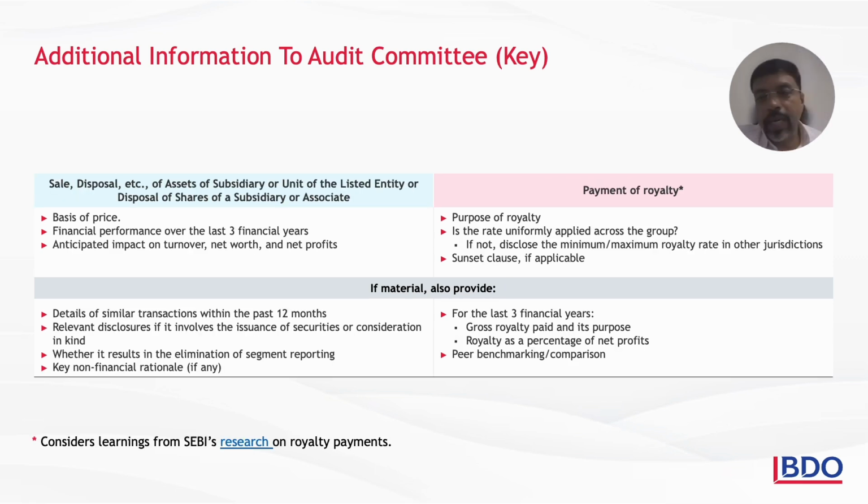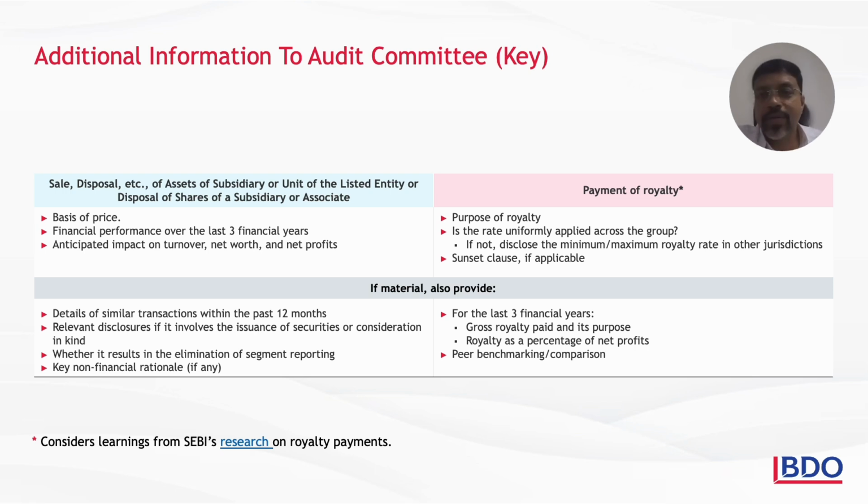Sixth category prescribed under Part B is sale and disposal of assets and the like. Here, the minimum set of information will be what is the basis of price, financial performance over the last 3 financial years, anticipated impact on turnover, net worth, and net profits. And if this transaction is material, then what details of similar transactions have taken place in the last 12 months, relevant disclosure if it involves issuance of securities or consideration in kind, whether it results in the elimination of any segment reporting done by the parent entity, and key non-financial rationale, if any, should also be provided as part of minimum information.